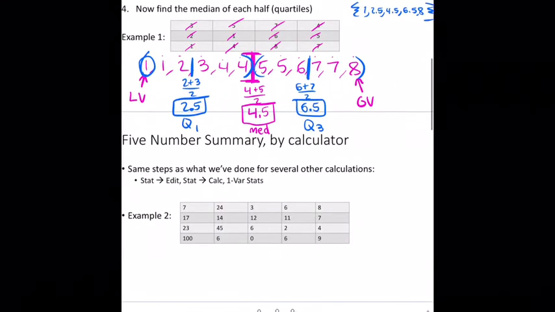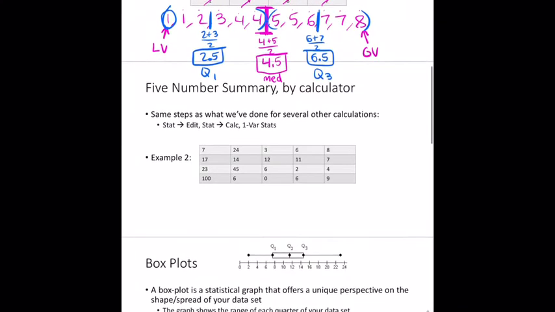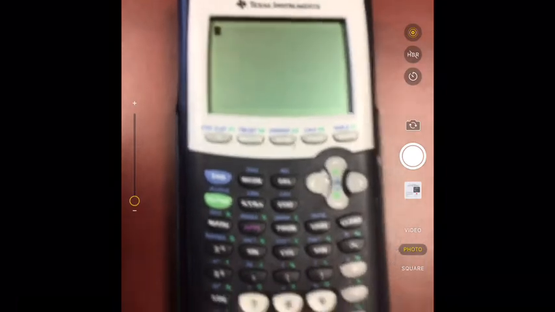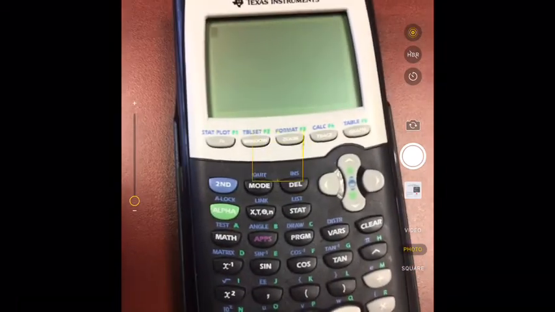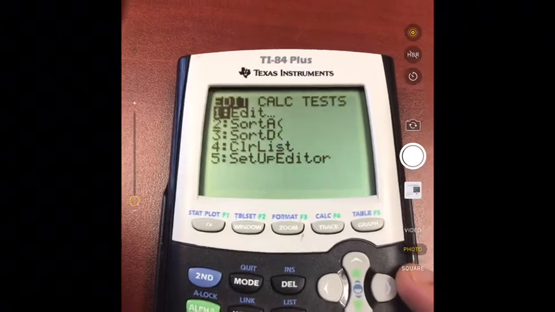Now, in a bigger data set, we might not want to go through all this work, so we might want to use our calculator. I am going to do that with you here by pulling up my calculator and going to a really important place, which is the Stat Edit menu. So I'm going to leave this screen, go to Stat, and Edit is right there.